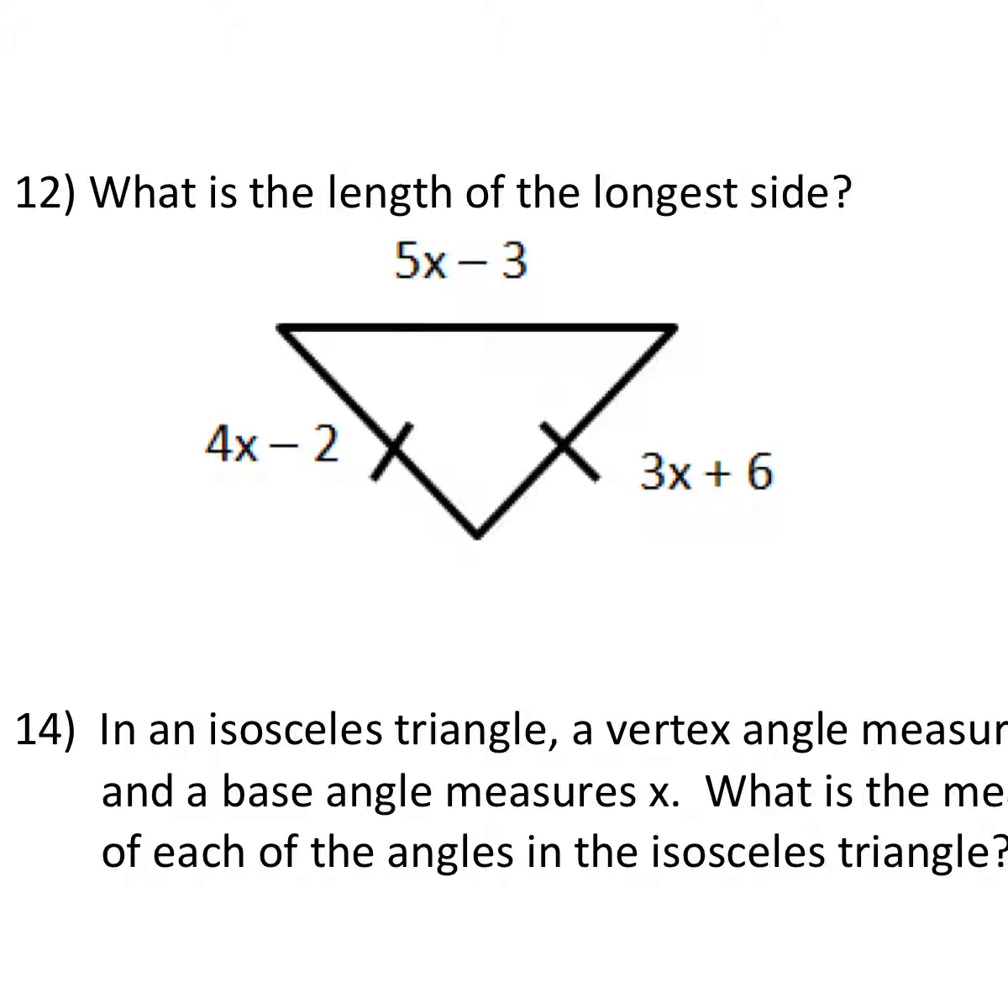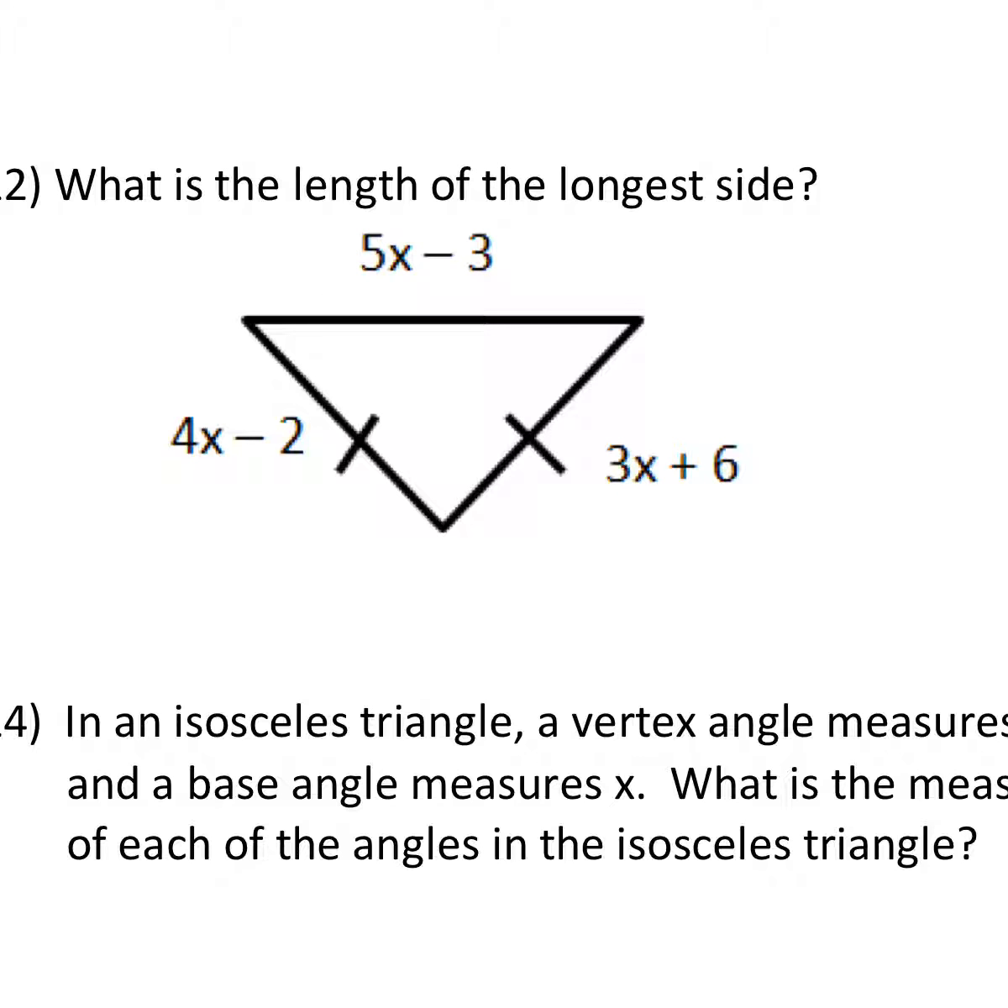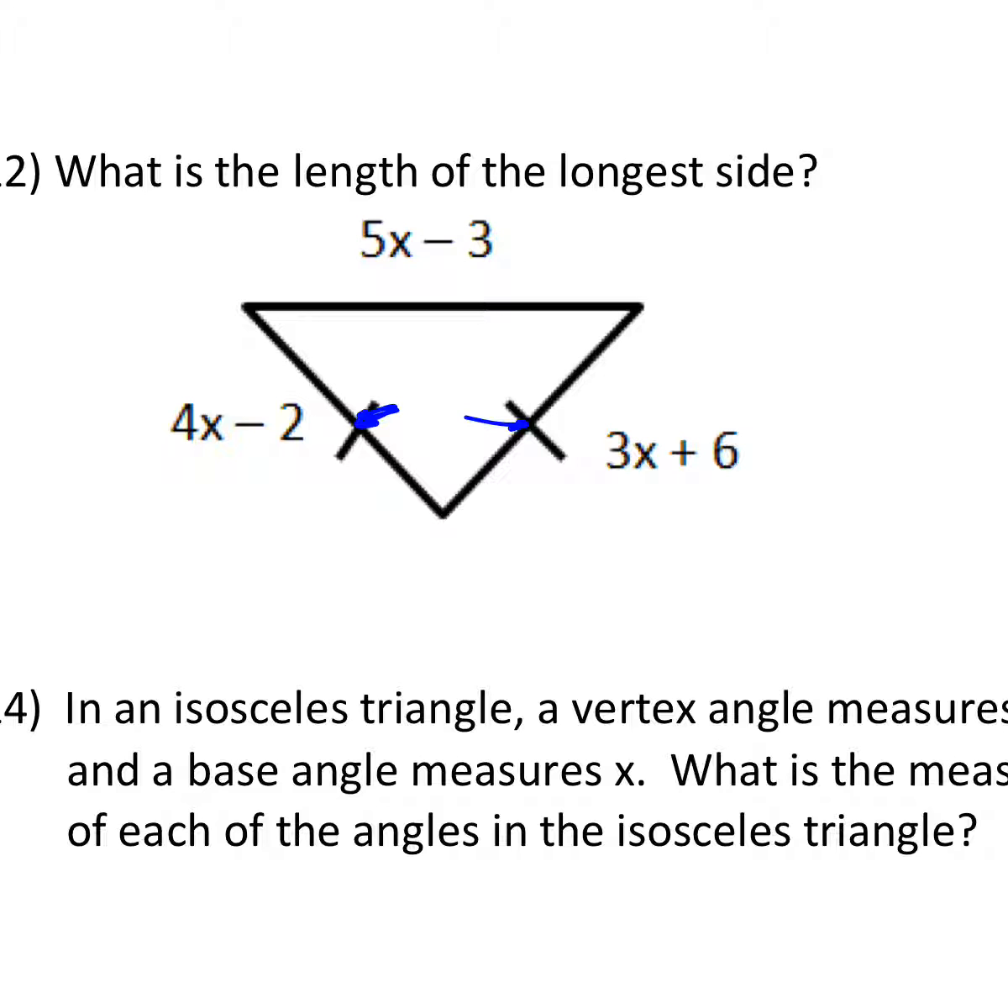So they've given me this isosceles triangle with an x on all three sides, and they said, what is the length of the longest side? In order to do this, we have got to find the value of x. And to do that, we're going to exploit our isosceles triangle relationship. It shows me, based on these two tick marks, that this triangle is an isosceles. I can assume, because they told me, that 4x minus 2 equals 3x plus 6. They are congruent, which means they are equal.